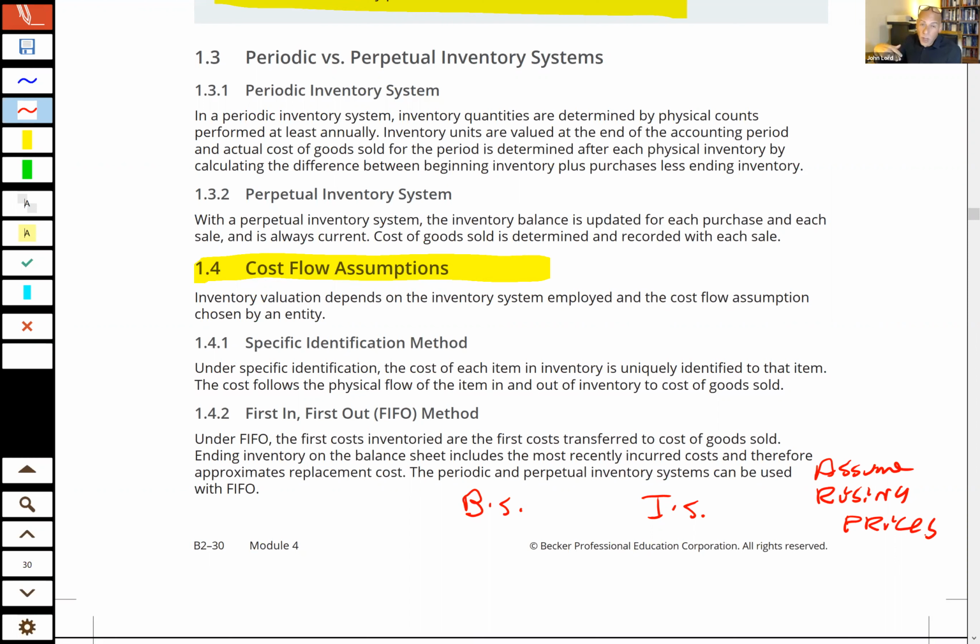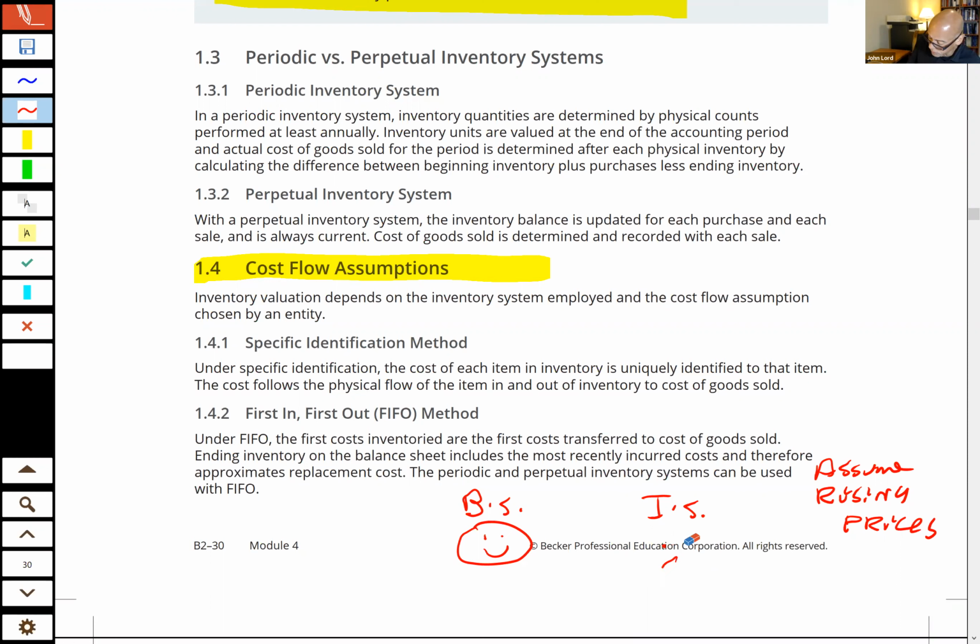If prices are falling, it's going to be the opposite of what I'm going to write in here. I'm going to give you some very technical ways to think about this. The balance sheet is going to be better stated. The income statement is going to be a little bit more messed up. That's a sad face. I kind of wrote it in the middle of that.